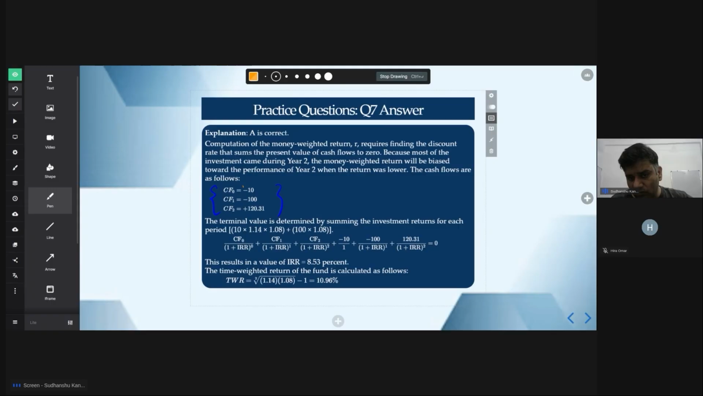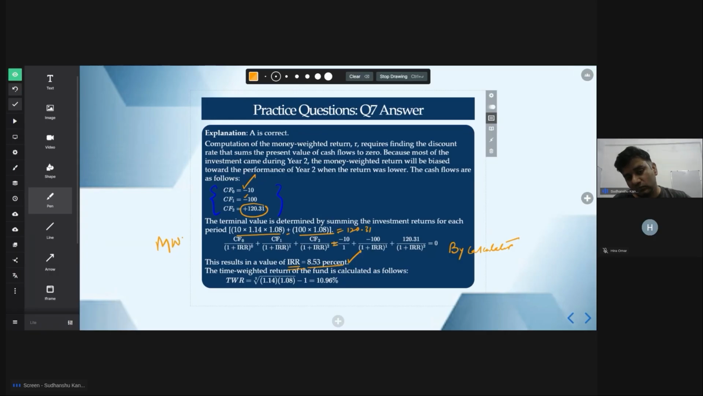Negative value, why is it there? I have explained to you how I got this value. Because 10 million earned this much plus 100 million earned this much. You added, and you got 120.31. Then this is the equation you are getting. Actually this should be equal to zero. And then you just compute IRR using the calculator, and you get 8.53%. This is your money weighted return.